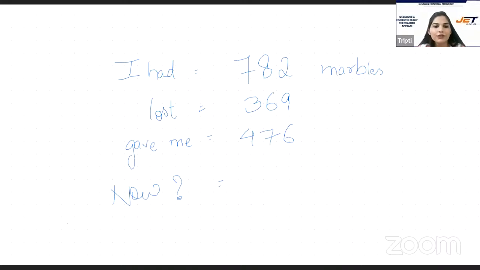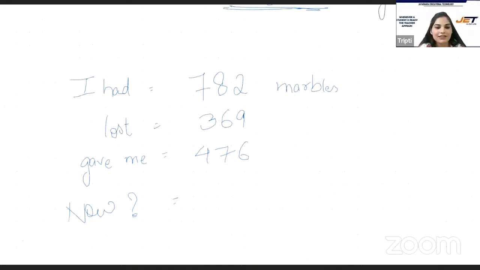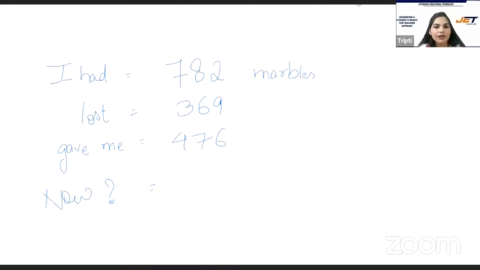Okay, so let's do it. I had these ready. I lost 369. My parents gave me 476. So first, I'll do it as given. I had 782. I lost 369. I'll subtract. 2 minus 9 is impossible. 8 will become 7. 2 will become 12. 12 minus 9, 3. 7 minus 6, 1. 7 minus 3, 4. Right? Now I can say I have 413 marbles.